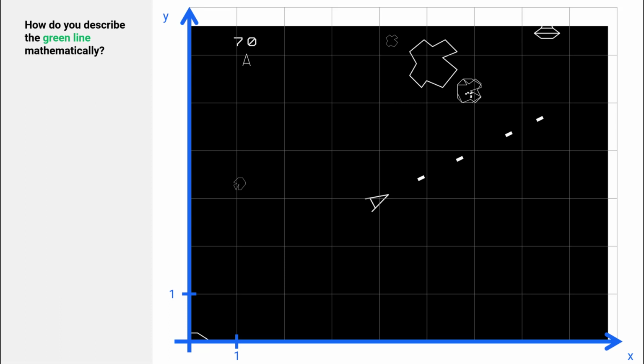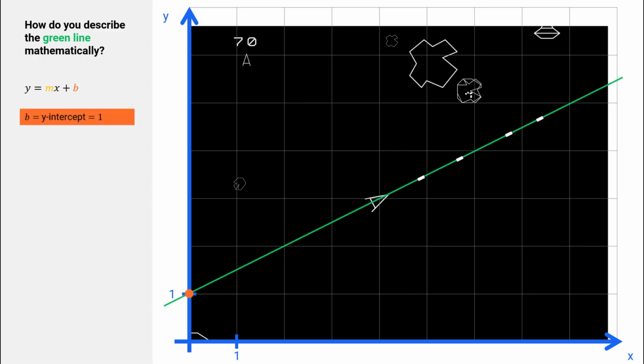Actually, you already learned about ways how you can describe lines mathematically. So let's have a look, for instance, at this green line here along which the shots of the spaceship are moving. Take a quick moment, pause the video and think whether you would be able to describe this line mathematically. Well, the equation of the line reads y equals mx plus b. And m and b have a meaning attached to them. So b is the y-intercept, in this case it's 1, and m is the slope of the line, which is defined as rise over run. In this case it's 1 over 2.